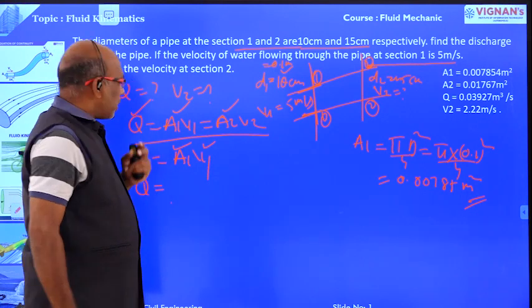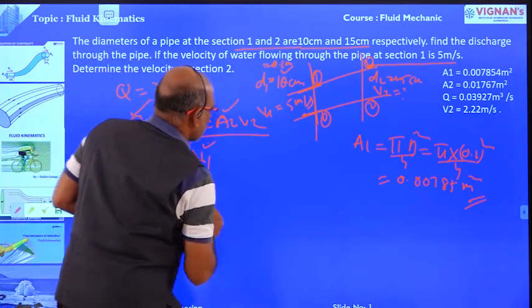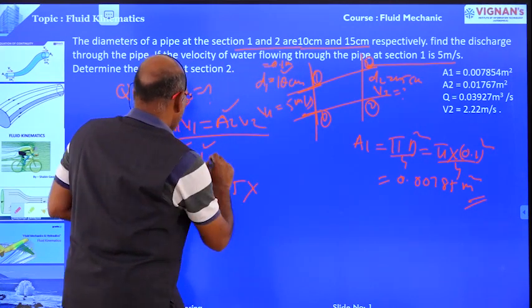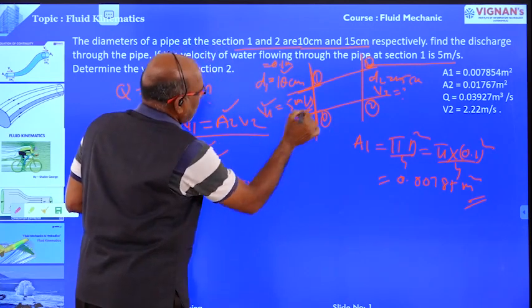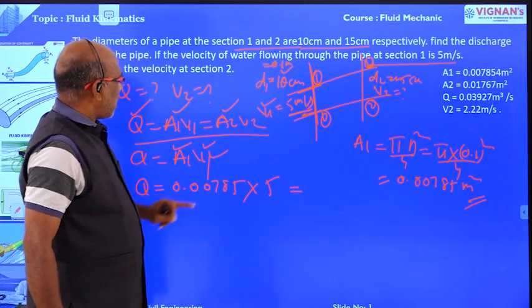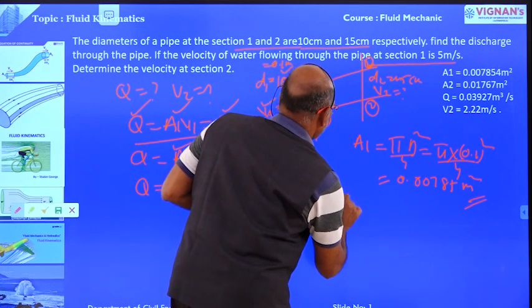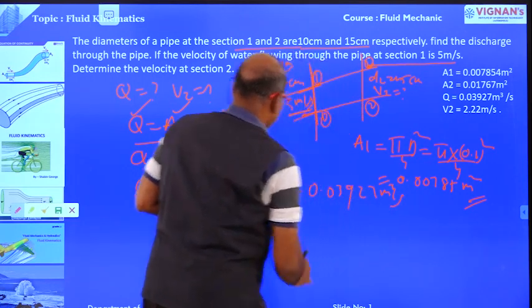The velocity of the flow is given, therefore Q, the discharge through the pipe, is equal to A1, which is 0.00785, into the velocity of flow through the pipe at section 1,1, that is 5 meters per second. Finally we have the discharge. Discharge Q is equal to 0.03927 meter cube per second.